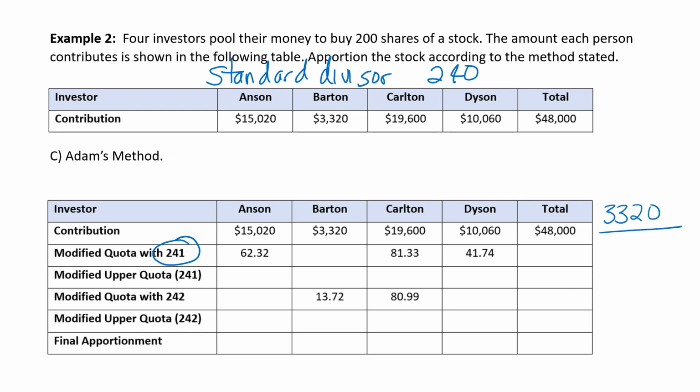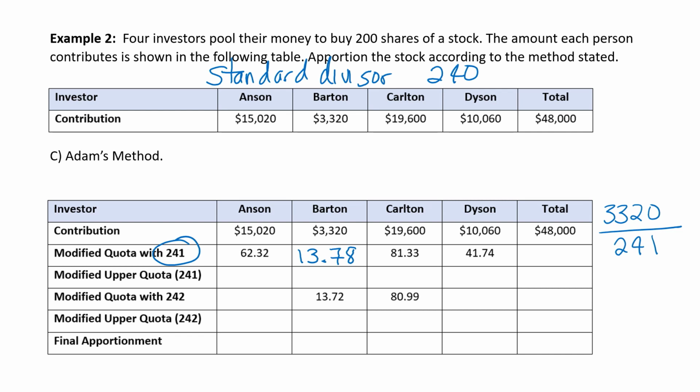3,320 and divide by 241. I got 13.78. With your calculator, quickly check for Anson. Do 15,020 divided by 241. For Carlton, 19,600 divided by 241. And similarly for Dyson's contribution of $10,060. Your value should match the 62.32, the 81.33, and the 41.74.